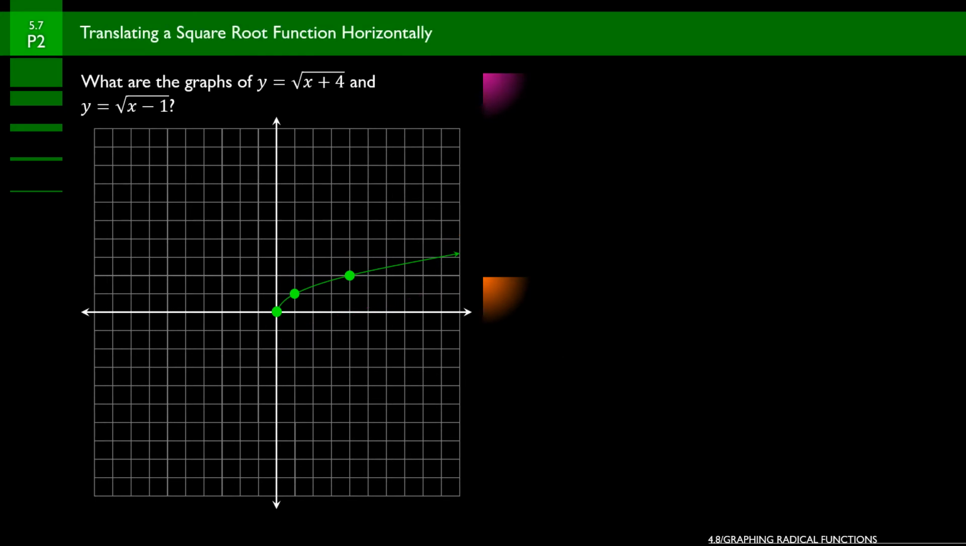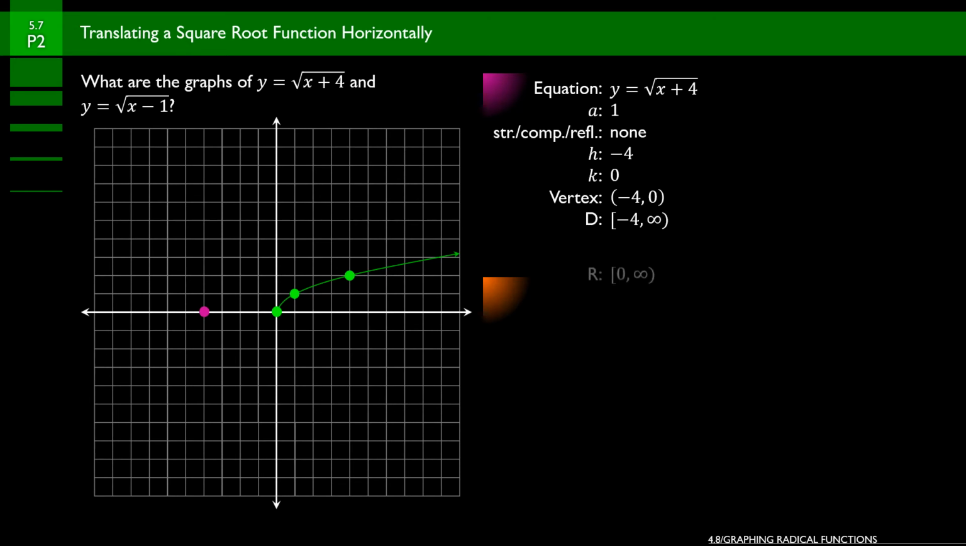Now in problem number 2, we're going to work inside of the radical, and we're going to change the value of h. So again, I've got the parent function already on the graph, so you can see what that looks like and how the translations are going to act based on the numbers that we've got in our equations. So for y equals the square root of x plus 4, the a value is 1. Again, no stretch, compress, reflect. The h value, though, is going to be negative 4. So we know that we're going to be moving 4 units to the left on this. The k value is 0, so no units up. And then the domain on this is going to be negative 4 to infinity. The range, since there was no k value, is still going to be 0 to infinity.